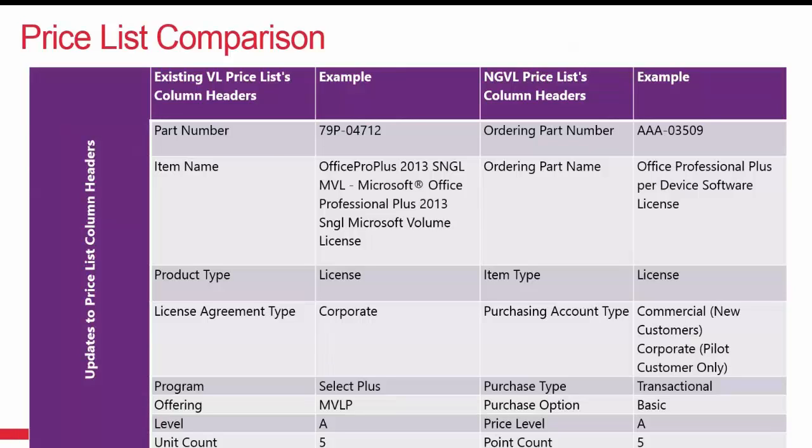Again, just pointing out that Microsoft do identify the purchase type under NGVL as transactional. The levels are common as we've touched on, but also the unit count that you accumulate per order is common. So, Office being a standard, the points you accumulate under Select or Select Plus would have been 5. It's the same under NGVL.